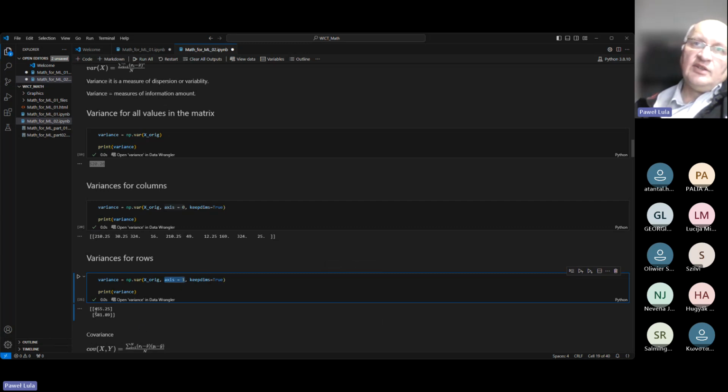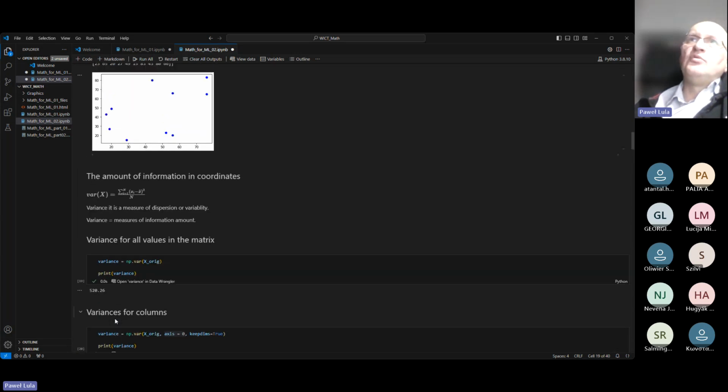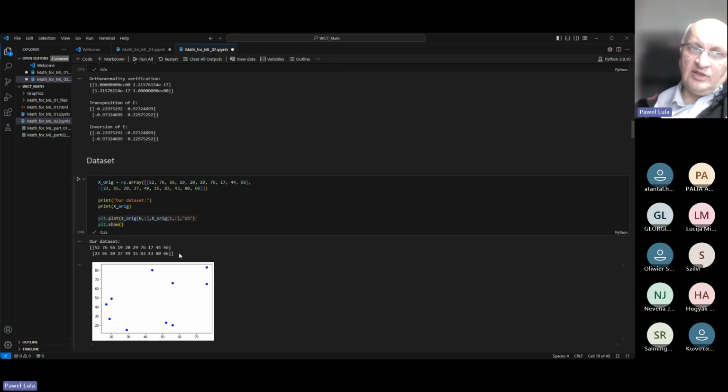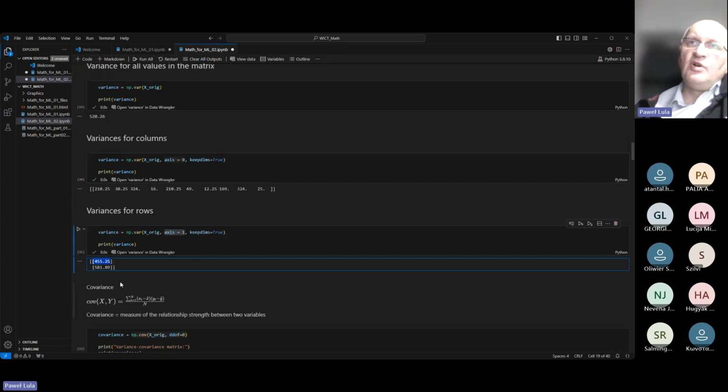And then this value is a variance for the first variable, which is in our matrix represented by the first row. And this is a variance for the second row. I use this parameter keepdims here because I want to have a matrix with variances, not a vector. Therefore, I wanted to keep dimensions. So here I calculated variances.